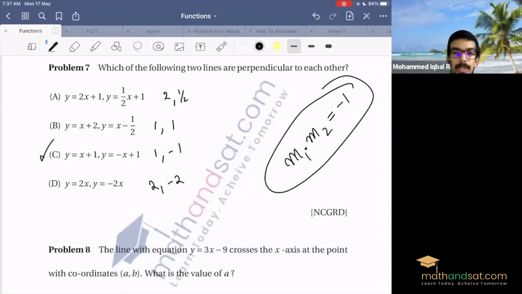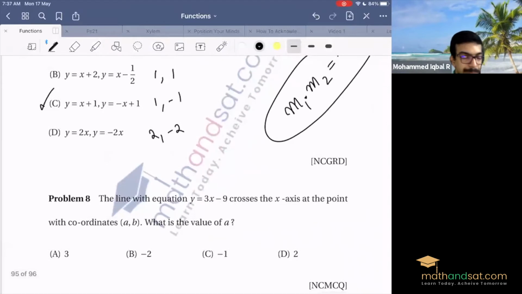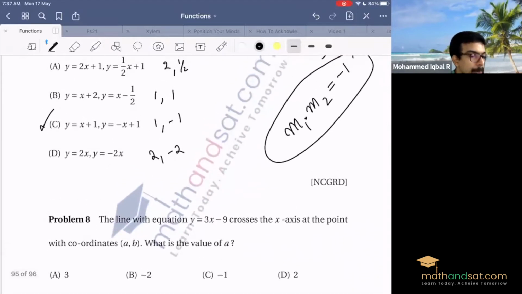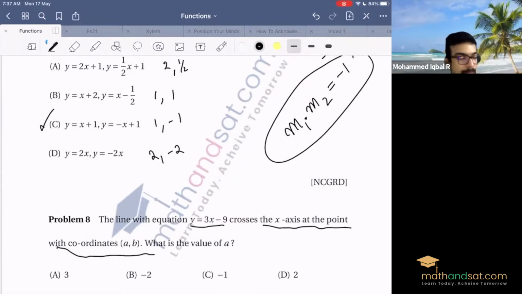Yeah. Question number 8. The line with the equation y is equal to 3x minus 9 crosses the x-axis at the point whose coordinate is a comma b. Crosses the x-axis. So when a line crosses the x-axis, its y-coordinate will be 0.